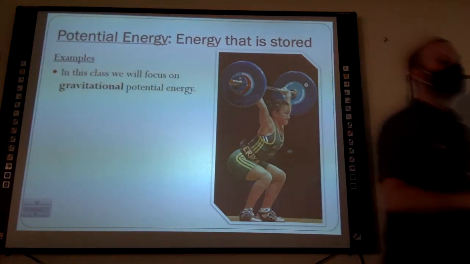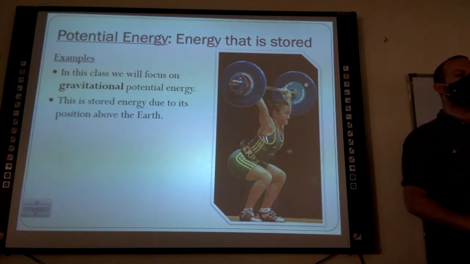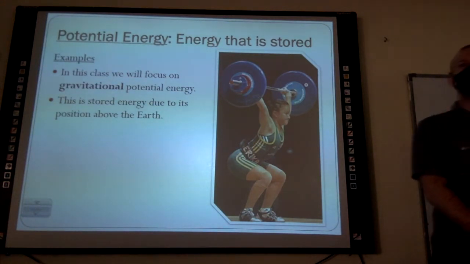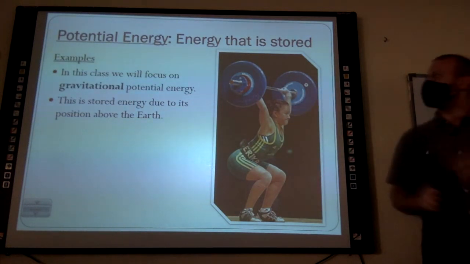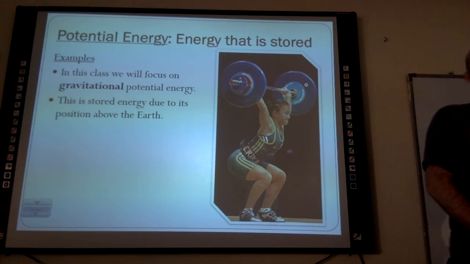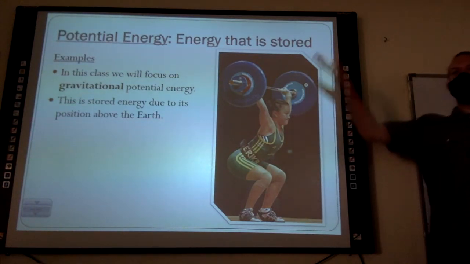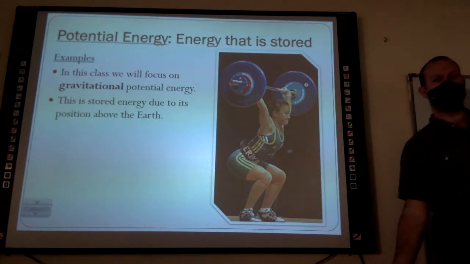So the main one we're going to focus on is gravitational potential energy. And this is the one you've seen last year. This is stored energy due to an object's position on the Earth. So this lady here holding up the barbell, that barbell has the potential to do something. What does it have the potential to do? To drop, fall. So when you lift something up, you give it some potential energy. It has the potential to fall.